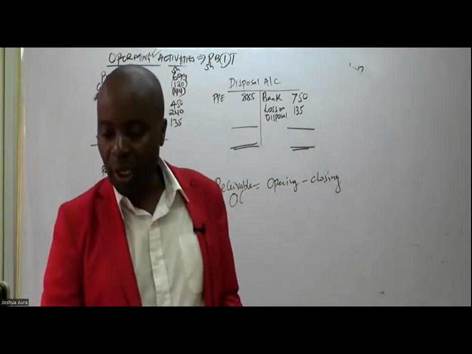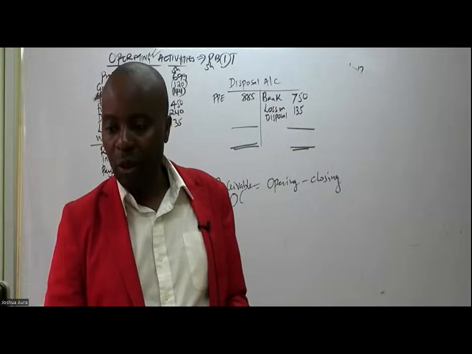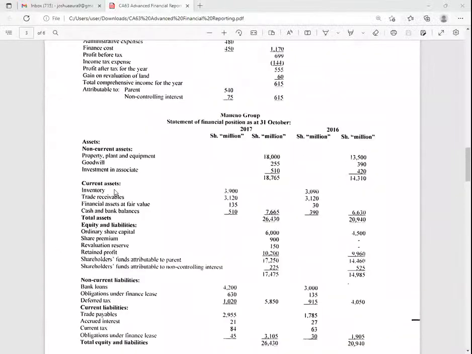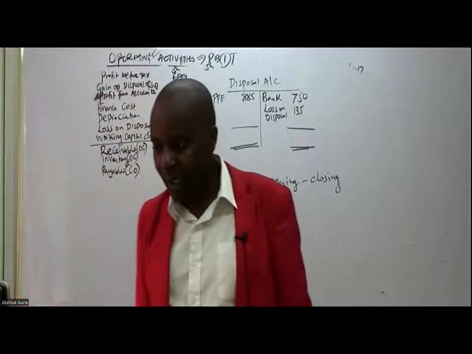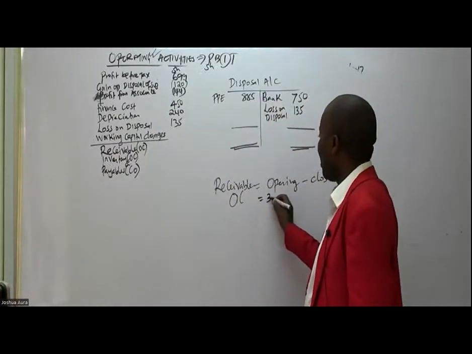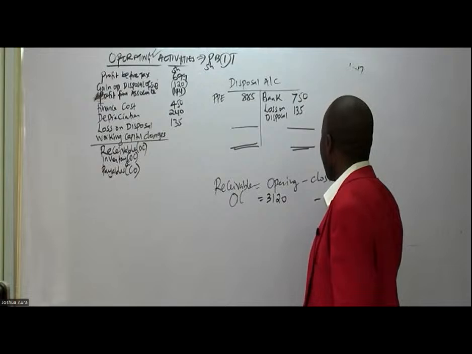So please look for your receivables in the balance sheet. I can see the trade receivables. Opening is this 3120. The other one is 3120 as well. Is that okay? For receivables, 3120 is the opening, right? And then closing is 3120.